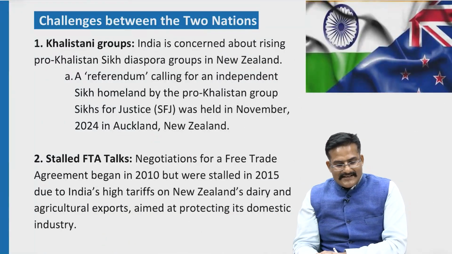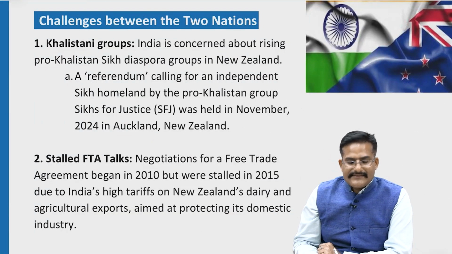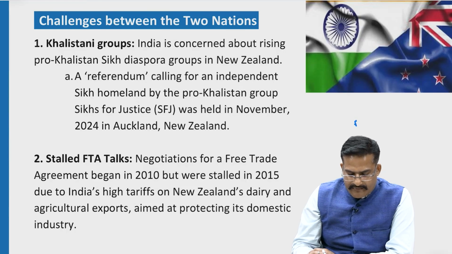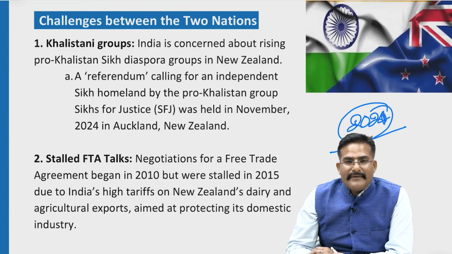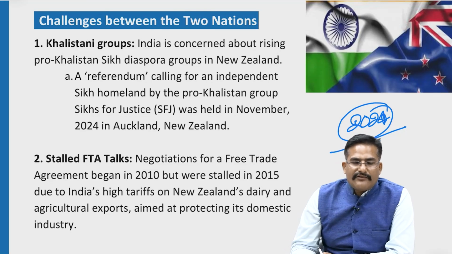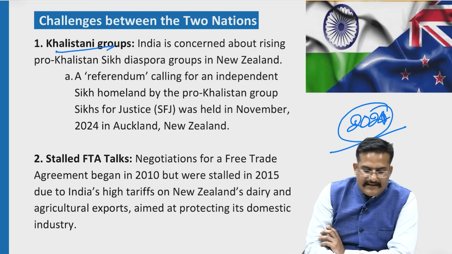Now, what are the challenges between both the countries? So, in December 2024, what happened? A fringe element from a certain section that we call the Khalistani group led a protest.